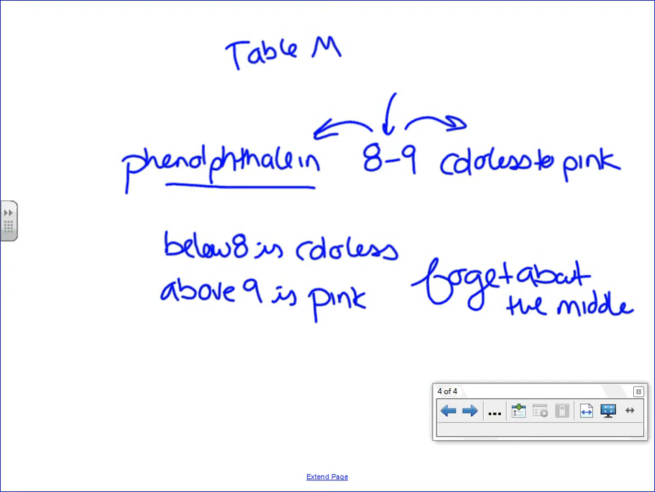Phenolphthalein in an acid is going to be colorless. Phenolphthalein below 8 of pH is going to be colorless. Phenolphthalein in a pH of 6 is colorless, and a pH of 10 is pink. Okay? Remember, you're looking for the outside of that table. Good luck.